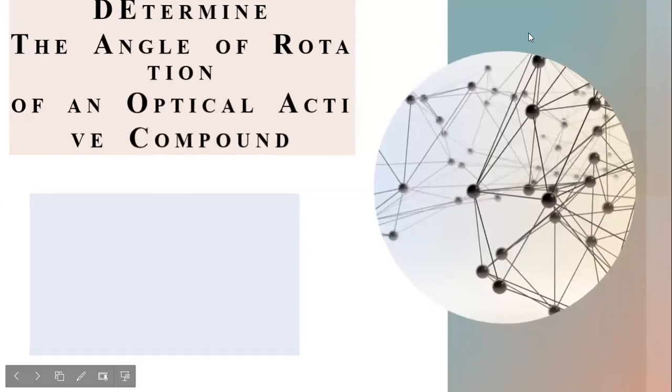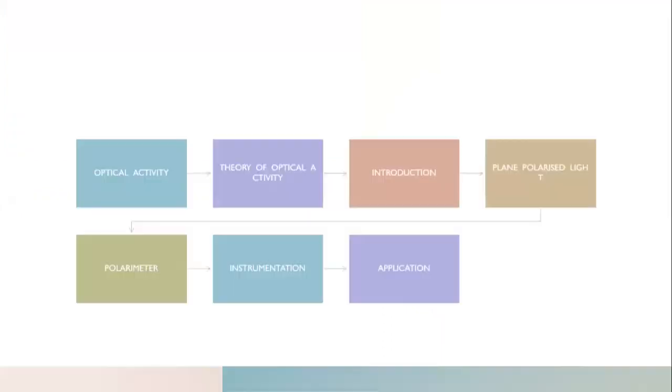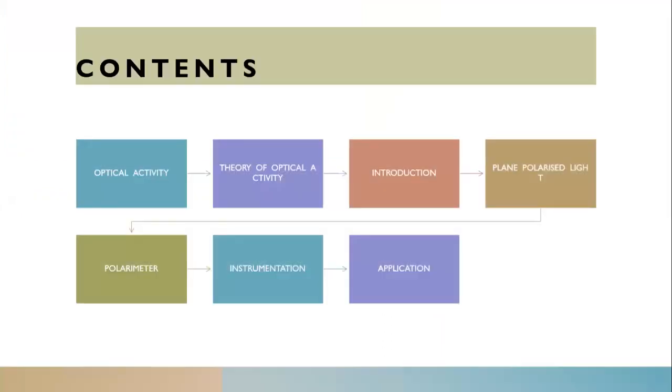Today I am here to present the topic of chemistry: determining the angle of rotation of an optically active compound. We start every topic by seeing the contents. So let's start. Here we have the contents: optical activity, theory of optical activity, introduction, plane polarized light, polarimeter, instrumentation, and the last one, application.